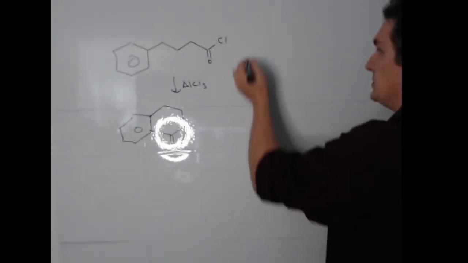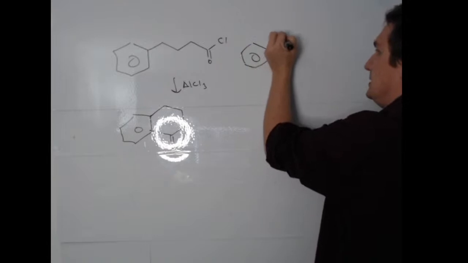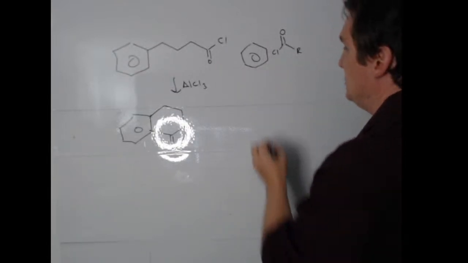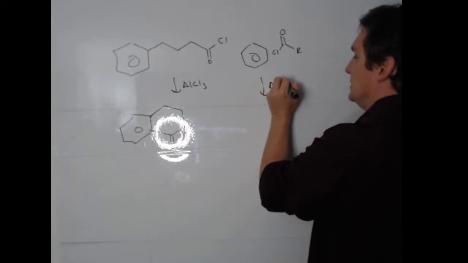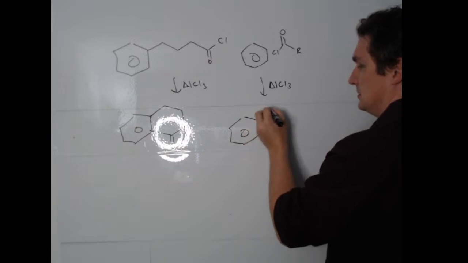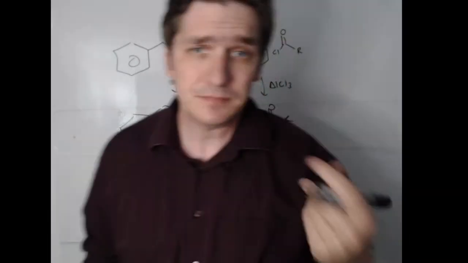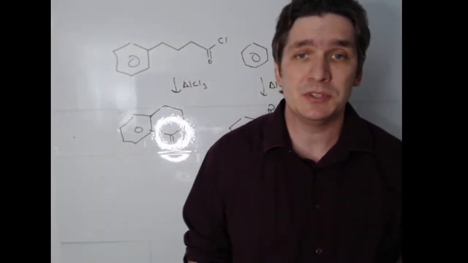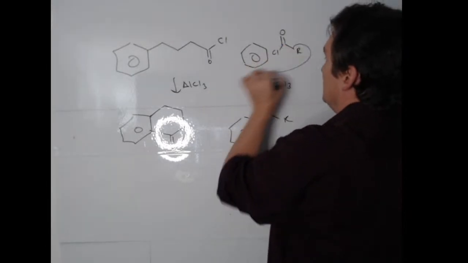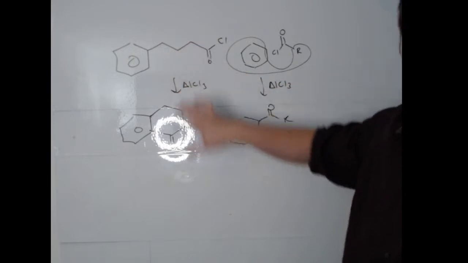At the beginning of the semester, we talked about this reaction, where if we had an acyl chloride and we used AlCl3, we would get this ketone with the benzene ring. This is basically all that's going on with this reaction, except the R group in this case actually includes the benzene ring. So there's just this long chain connecting the benzene ring to the acyl chloride.